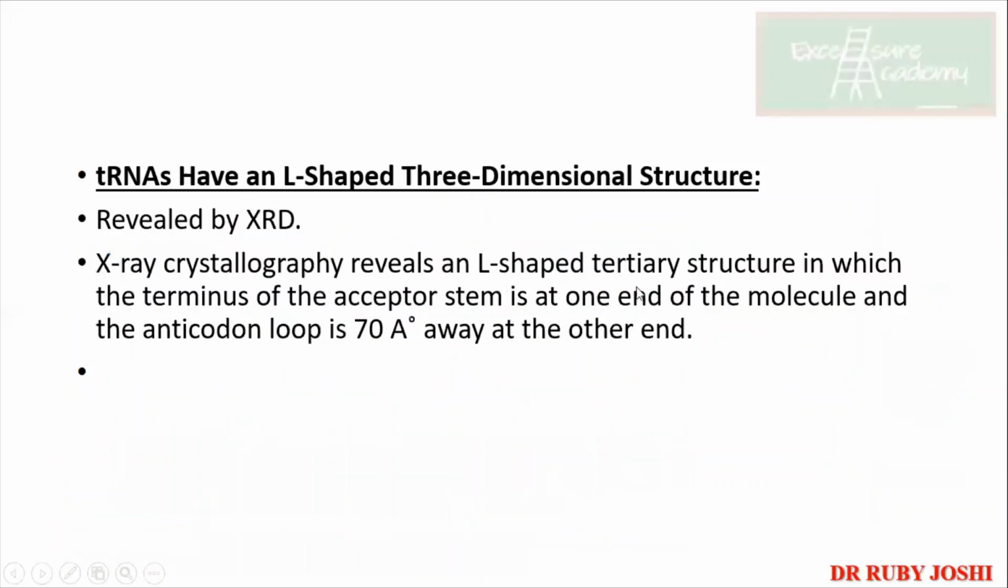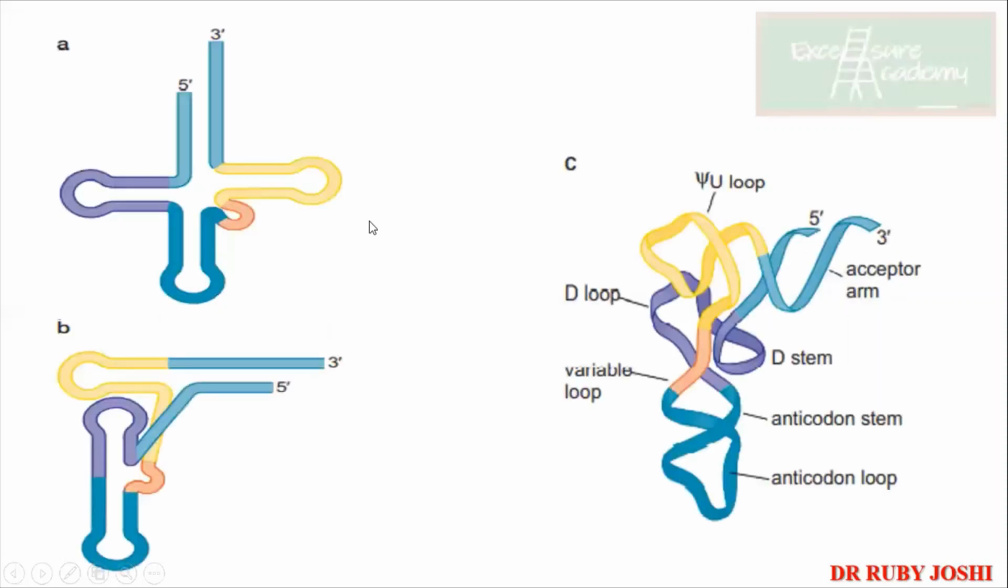Anyways, coming back over here. So the tRNAs have an L-shaped three-dimensional structure. I already said that it is because in X-ray crystallography, they have shown that it has got the L-shaped structure. Okay, so the acceptor arm, the terminus of the acceptor stem, is at one end of the molecule and the anticodon at the other. The distance between them is 70 angstrom. Okay, I'll show the figure.